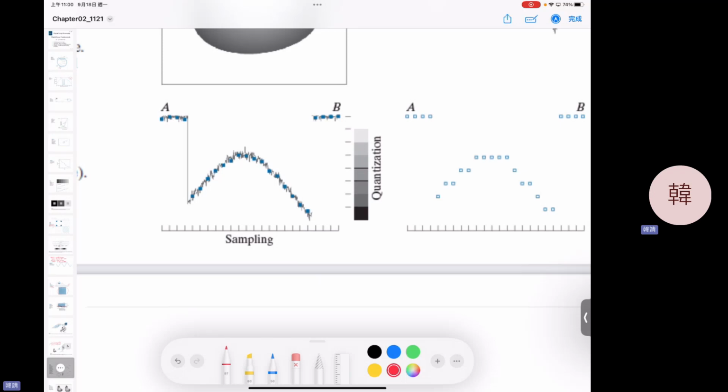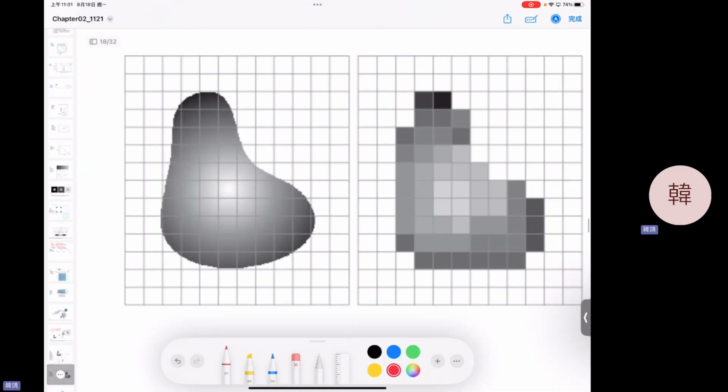So we have two processes. One is spatial resolution, spatial sampling, and the other one is quantization. It transfers your real intensity level signal into integers, depending on how many bits you use to represent a single pixel. Nowadays we use 8 bits, which is 256 different values. So it transfers to that.